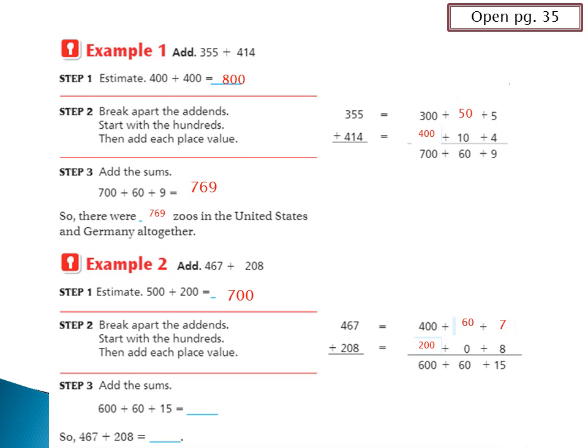Now add each place value. 7 plus 8 equal 15. 60 plus 0 equals 60. 400 plus 200 equals 600. Step 3. Add the sums. 600 plus 60 plus 15 equal 675. So 467 plus 208 equal 675.